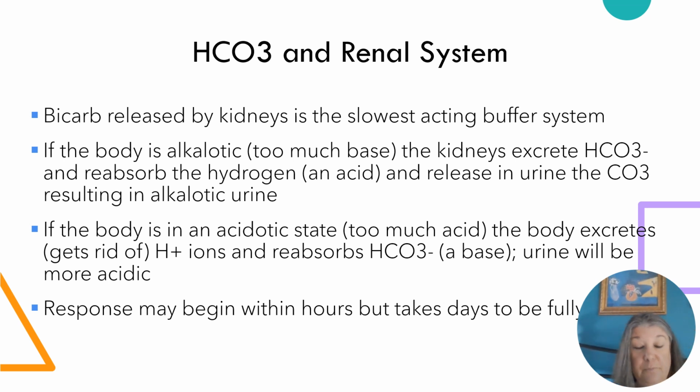All right? And then if the body is in an acidotic state, which is too much acid, the body excretes the hydrogen ions, so pees out the hydrogen, and reabsorbs the base. So then our urine is going to be more acidic because we're getting rid of all these hydrogen ions, right? Response can begin within hours, but it really takes days to fully compensate.